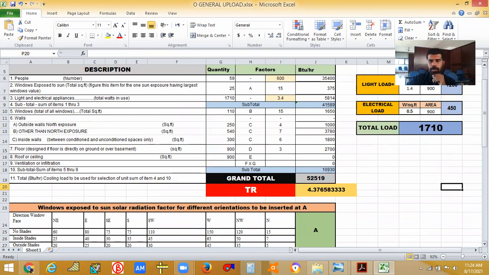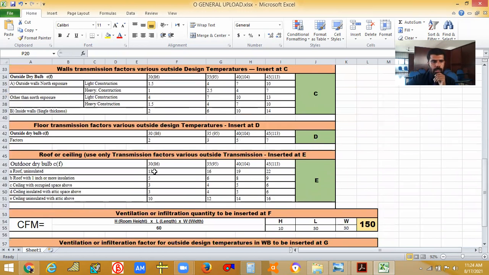We are multiplying with E. What is E? Roof or ceiling. Use only transmission factors of various outside transmission, insert at E. So you have outside dry bulb temperature, we know it is 95 degree Fahrenheit, and different options are given for the insulation: a roof with 1 inch or more insulation, ceiling with occupied space above, ceiling insulated with attic space above, ceiling uninsulated with attic above. These are the different options.